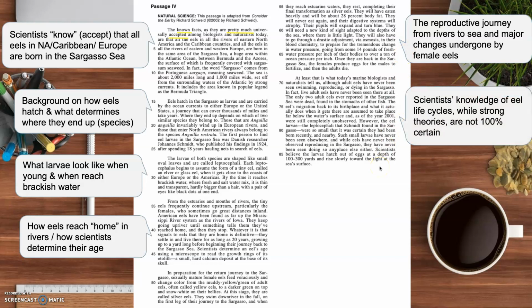Now, in the last paragraph, I started to get some hints of the same uncertainty that I noticed in the first paragraph. The author starts off by saying, "at least that is what today's marine biologists and naturalists tell us." So I'm getting hints here of some doubt, right? Because adult eels have never been seen doing all of these things that the scientists just described, okay?